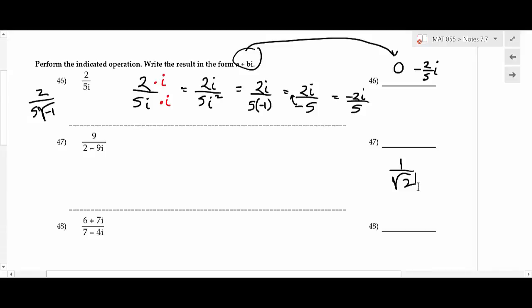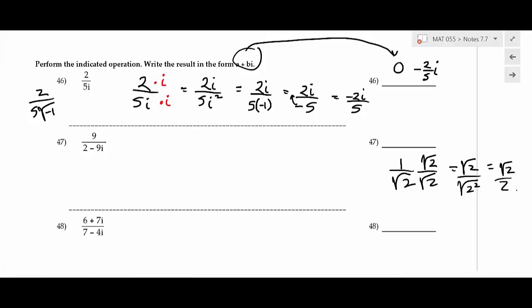Multiply by square root of 2 over square root of 2, right? We're doing the same thing here. We're multiplying by i over i, and that gets rid of the radical. So if you finish this up, that would be square root of 2 over square root of 2 squared, so that would be root 2 over 2. You learned that in an earlier section, so we're doing the same thing. That's the point I'm trying to make. An i is a square root.